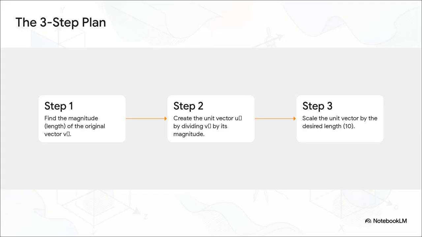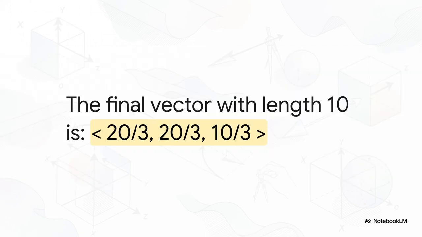Okay, here's our mission. We need to find a brand new vector that has a length of exactly 10, but points in the same direction as the vector v, which is (2, 2, 1). Here's our 3-step game plan. First, we'll find the current length of vector v. Second, we'll use that length to shrink v down into a unit vector. And third, we'll take that little unit vector and scale it up to the length we actually want, which is 10. All right, let's do this.